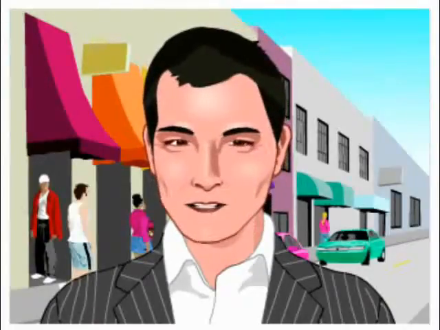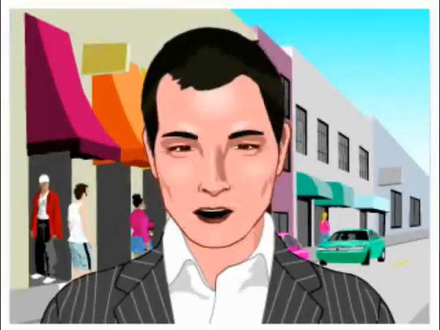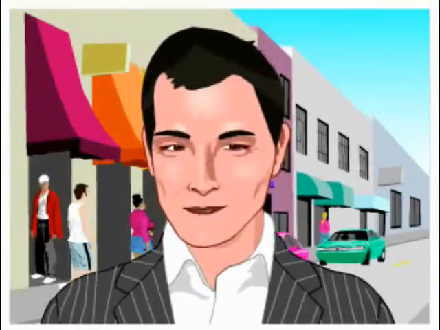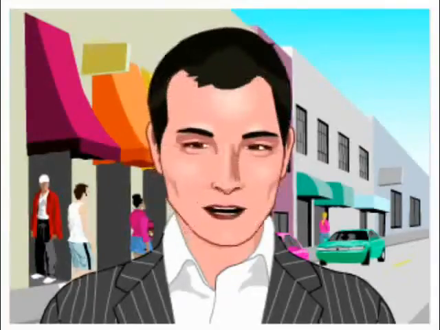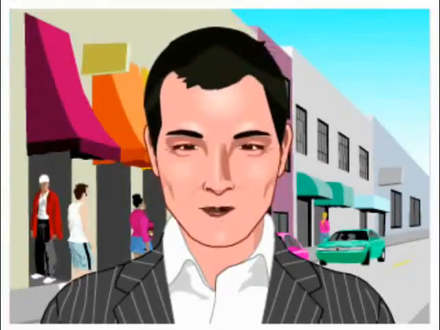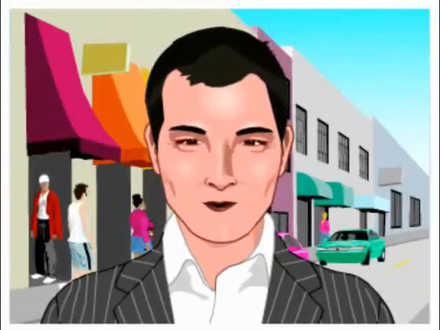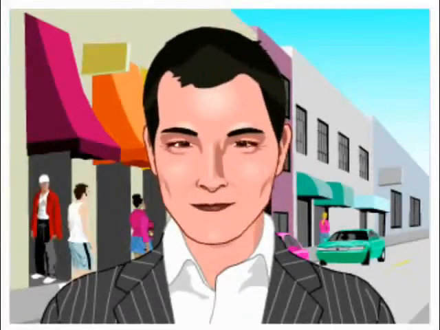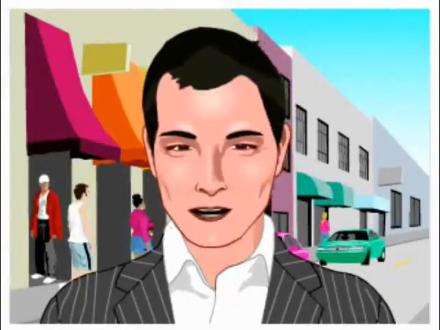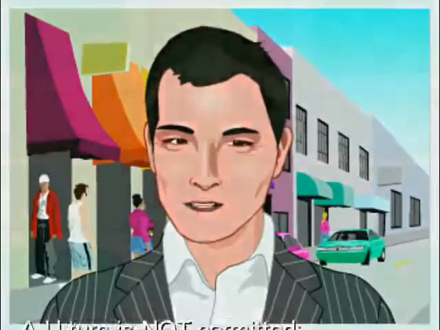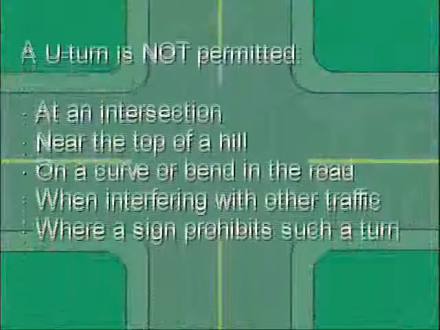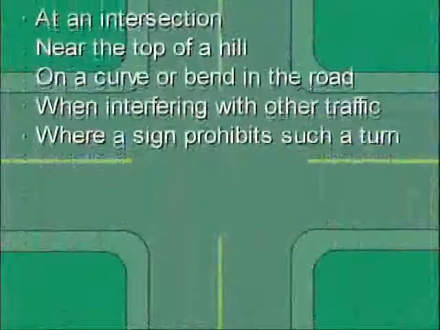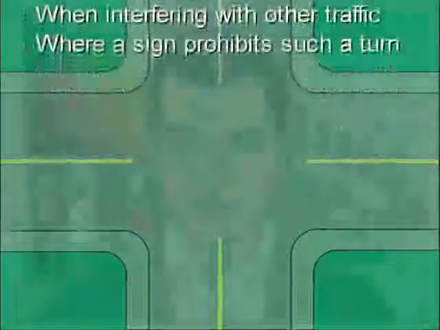If you want to make a U-turn and you are in an area where U-turns are permitted, you must first stop the car on the extreme right side of the road. Signal a left turn. Check in front and rear for traffic, including your left blind spot, and turn your wheel sharply to the left. Move the car carefully across the road and complete the turn. A U-turn is not permitted in these conditions: at an intersection, near the top of a hill, on a curve or bend in the road, when interfering with other traffic, and where a sign prohibits such a turn.